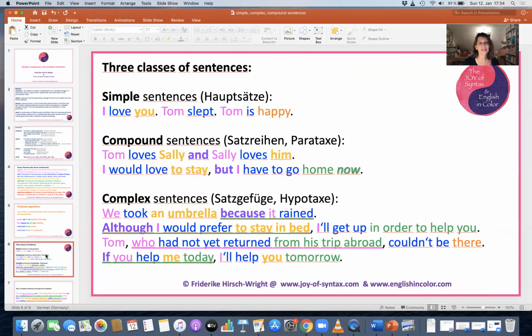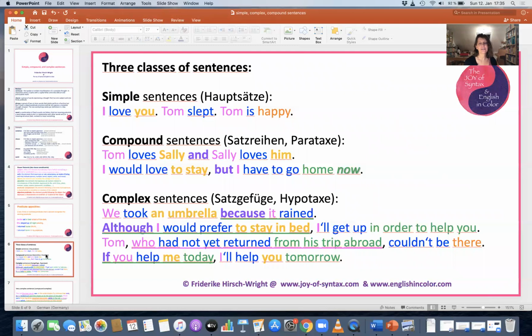Here are examples. We took an umbrella because it rained. We took an umbrella as the main clause, because it rained as the adverbial subclause. Although I would prefer to stay in bed, I'll get up in order to help you. I'll get up in order to help you is my main clause. Although I would prefer to stay in bed is another type of adverbial clause. It's an adverbial clause of concession.